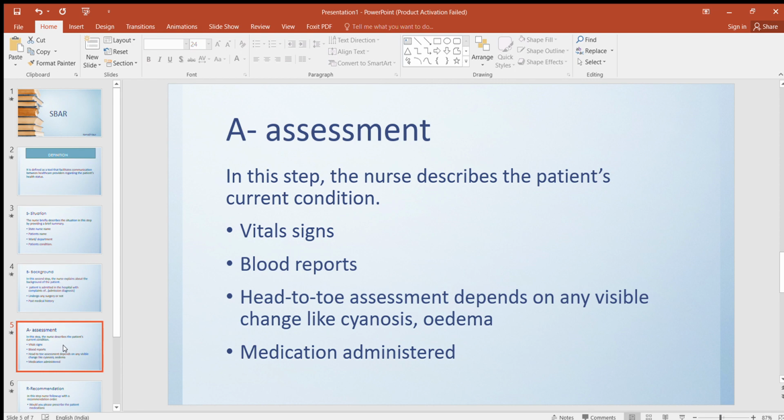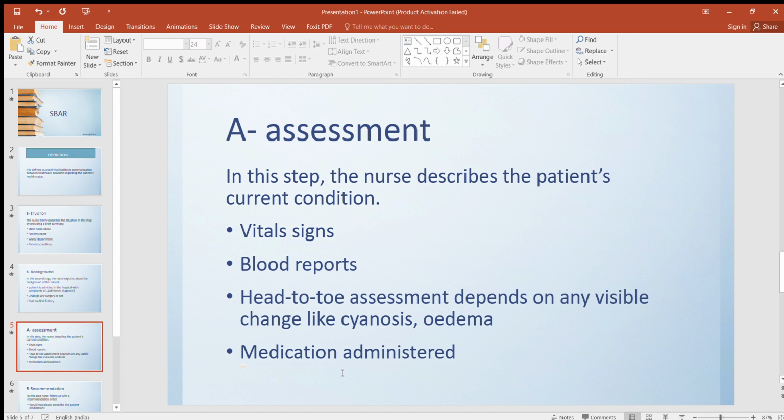So for A, assessment. In this step, the nurse describes the patient's current condition. The assessment is what the nurse is assessing at that moment, like vital signs, blood reports, head to toe examination. That depends on any visible changes like cyanosis or edema, maybe other kinds of symptoms that are visible.